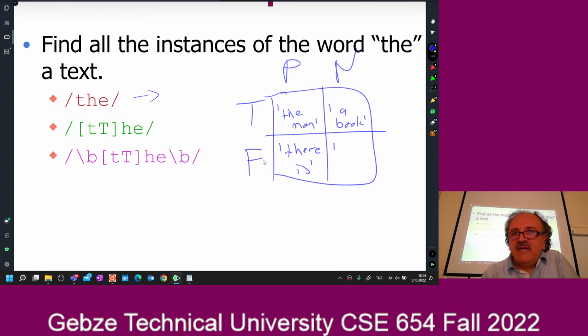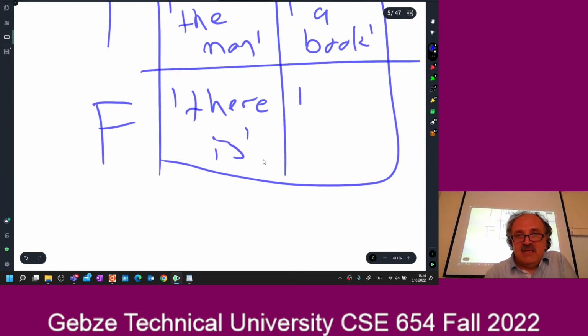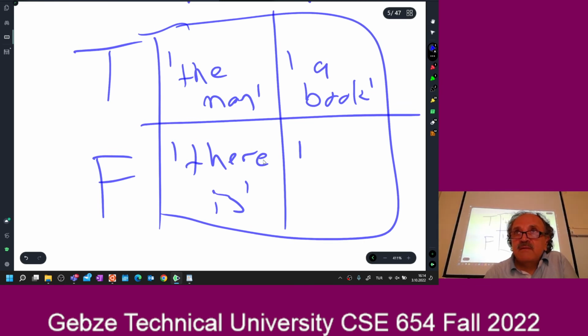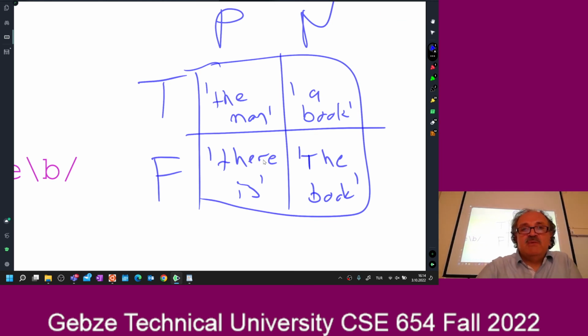Okay? So give me an example for the false negative. There is false positive, yeah. But my task is to find the instances of the word the in a text as an article the. Okay? I don't see any articles in there. There is a, which is different than the. Maybe if I say the book, okay, there is a the in the string, but this one is not going to find it.